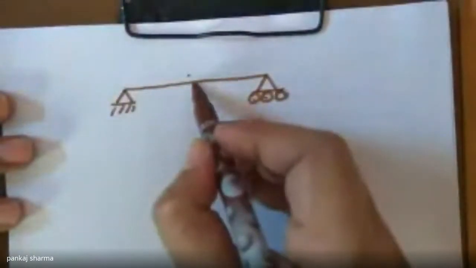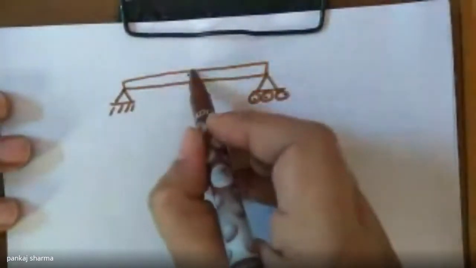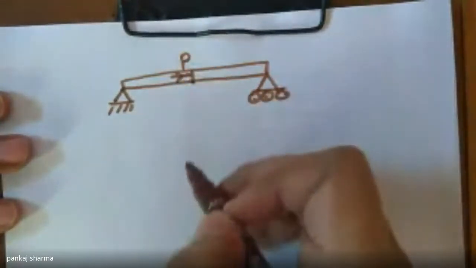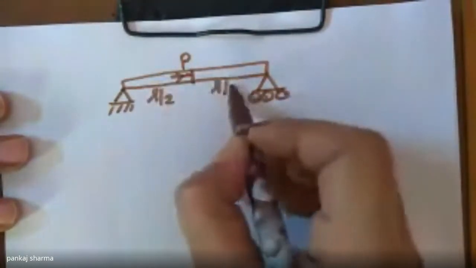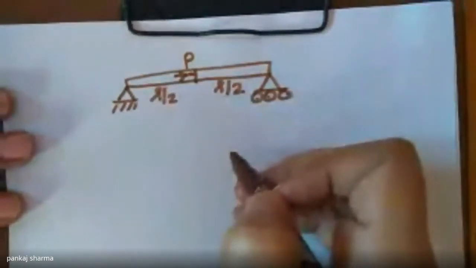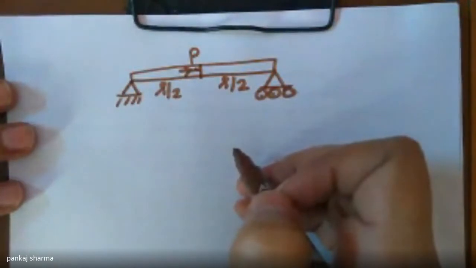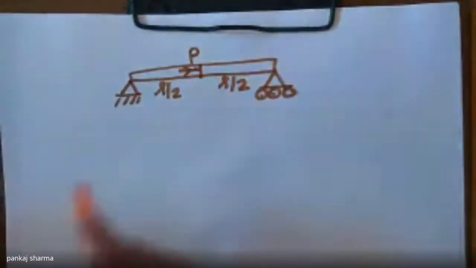It is a simply supported beam, and this beam is subjected to an axial load P, and the distance is given like this. So first of all, we have to draw the free body diagram for this beam.